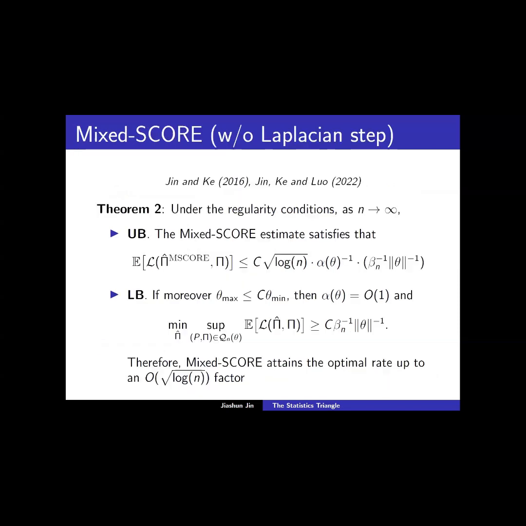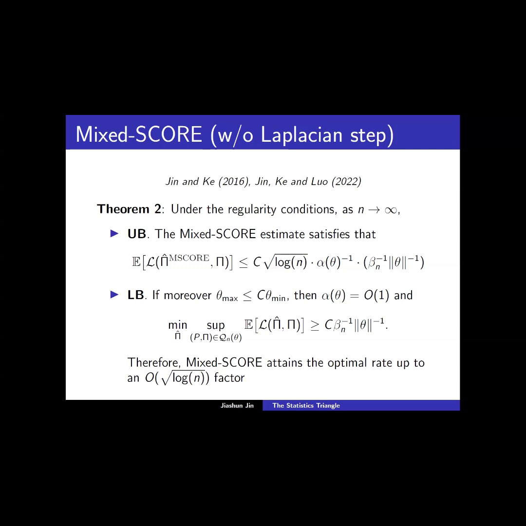Now the short message is, in a simpler case, where all these theta i's, remember theta i is the degree parameter, are at the same magnitude, then our estimator of mixed score is optimal up to a root log n factor. The rate here and the rate here are the same. Under this condition this becomes constant, so these are the same up to a root log n factor. Therefore this is optimal.